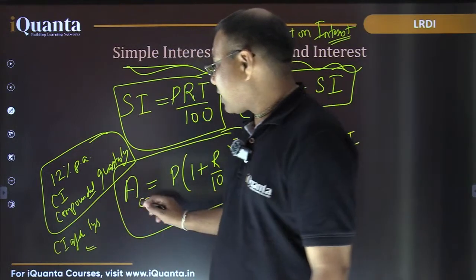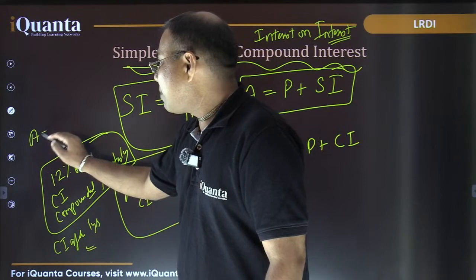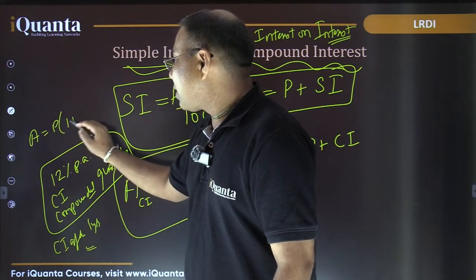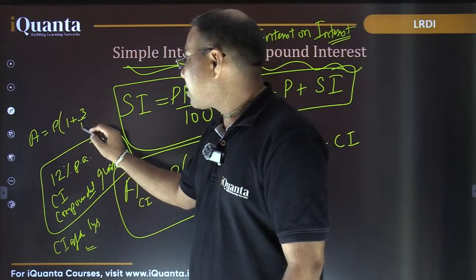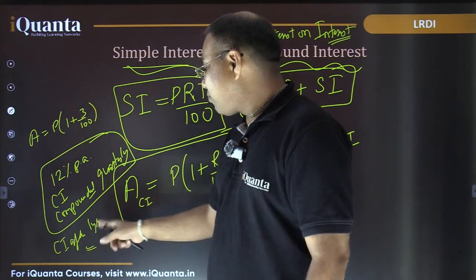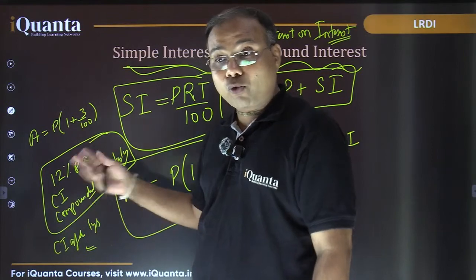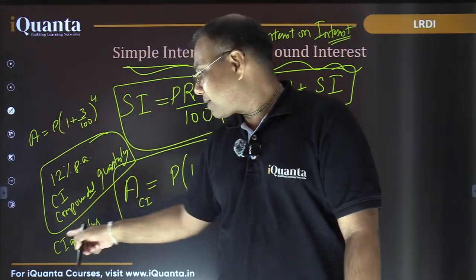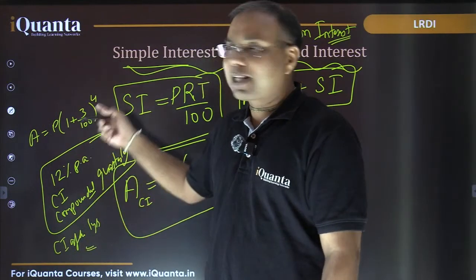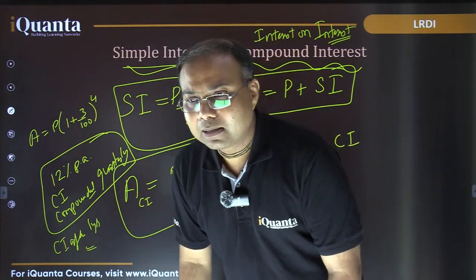So in this case, the amount will become principal into 1 plus rate. Rate would be now 3% in every quarter. So 3 by 100. And the time period would not be 1 year now. This 1 year is actually 4 quarters. Raised to power 4. That would be the amount. And to calculate the compound interest, I need to subtract the principal from this. ठीक है ना? That's the only thing.